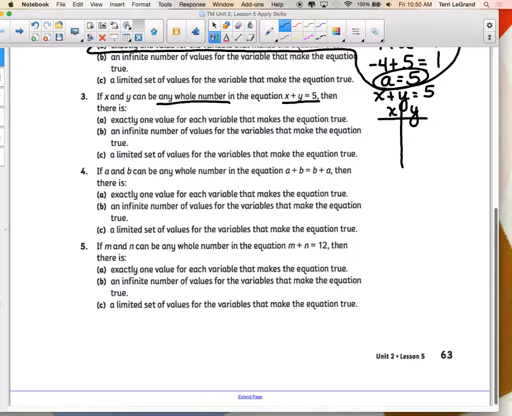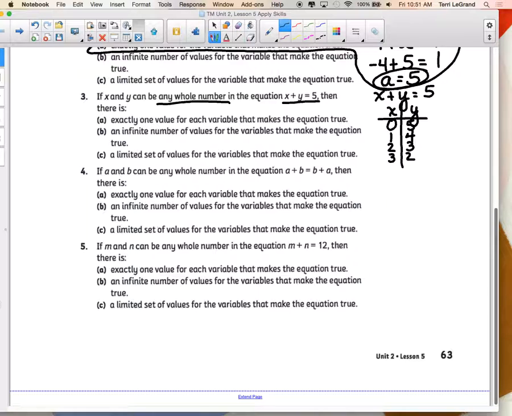Whole numbers, where do they start again? 0. So let's start with 0. 0 plus what is 5? 5. So y would be 5. Next whole number is 1. 1 and 4. 1 plus 4 is 5. 2 and 3. 3 and 2.